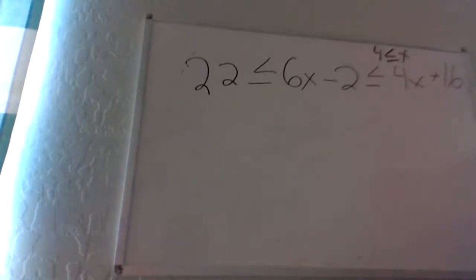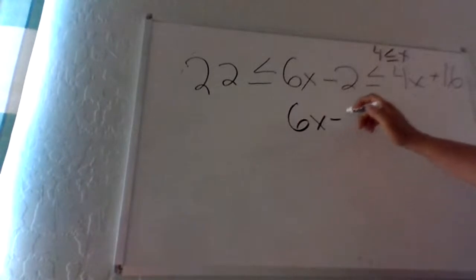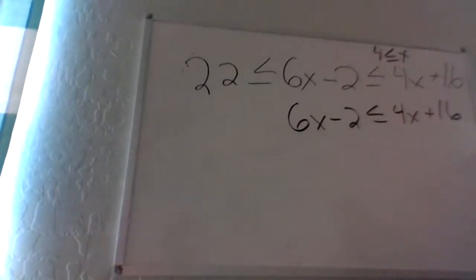Okay, I have the problem 6x minus 2 less than or equal to 4x plus 16. 4x plus 16. Okay. So what do we do now? Okay, I joined the x in the same side. I passed 4x to the other side as a negative. So you subtracted by 4x.